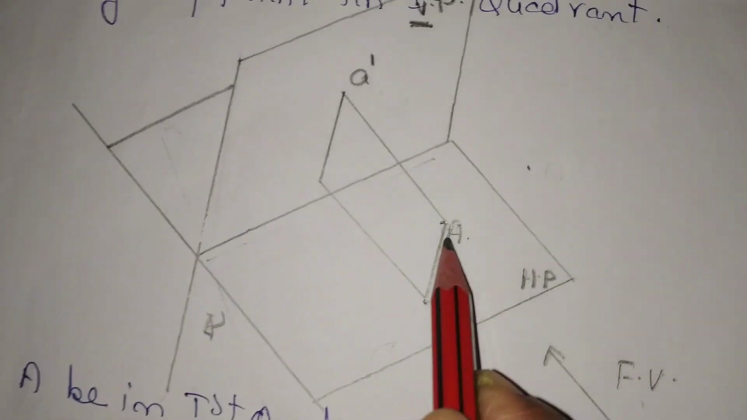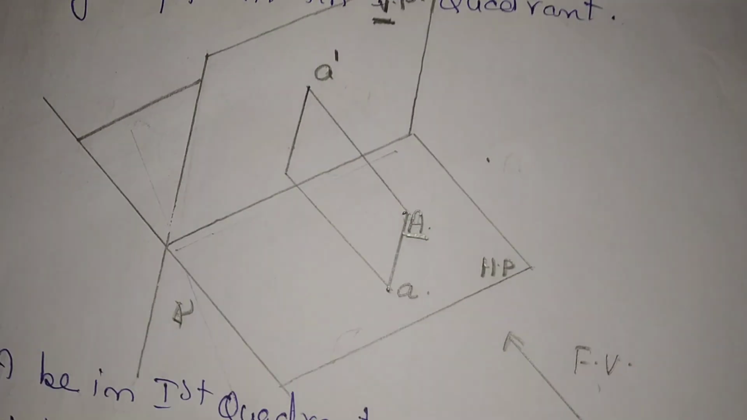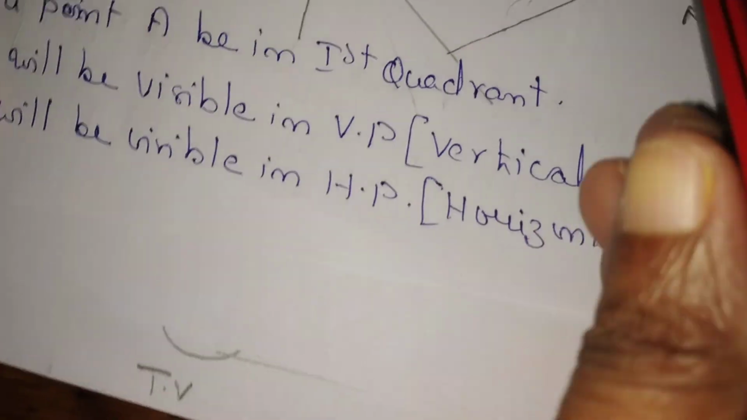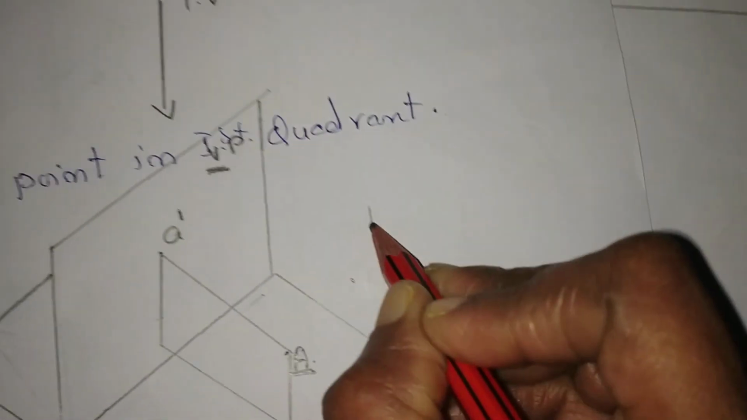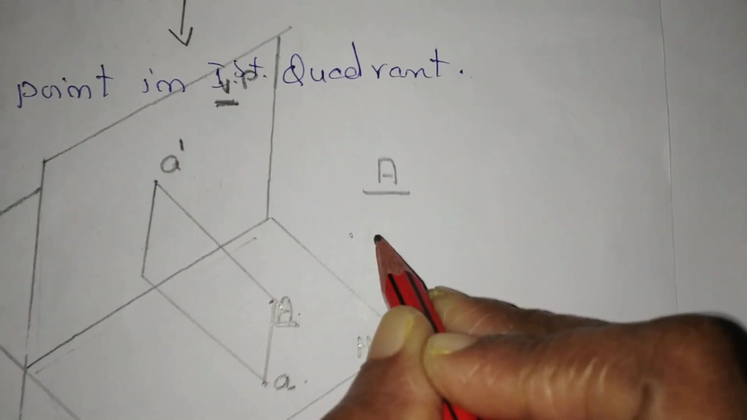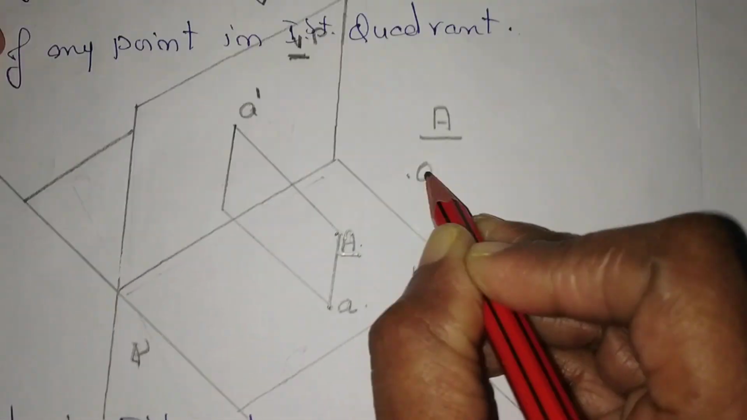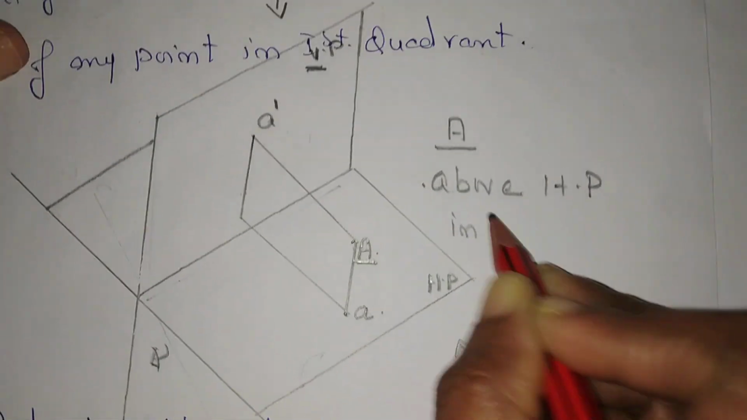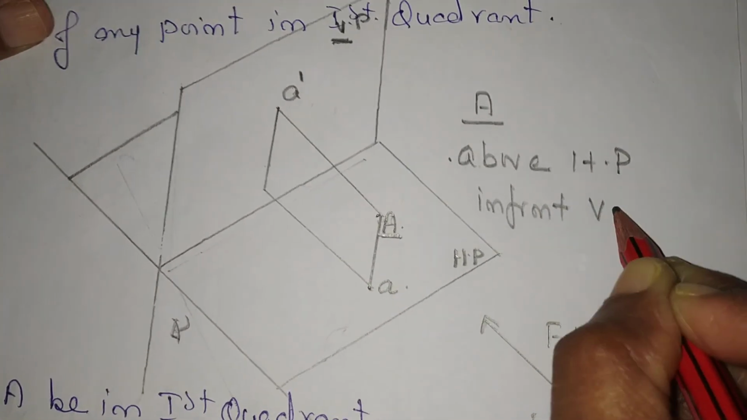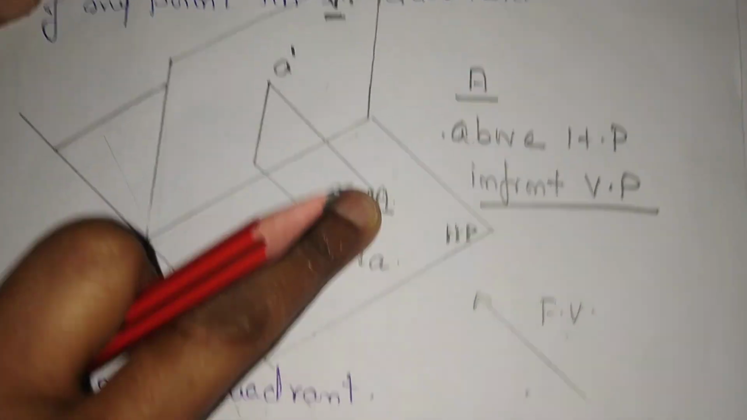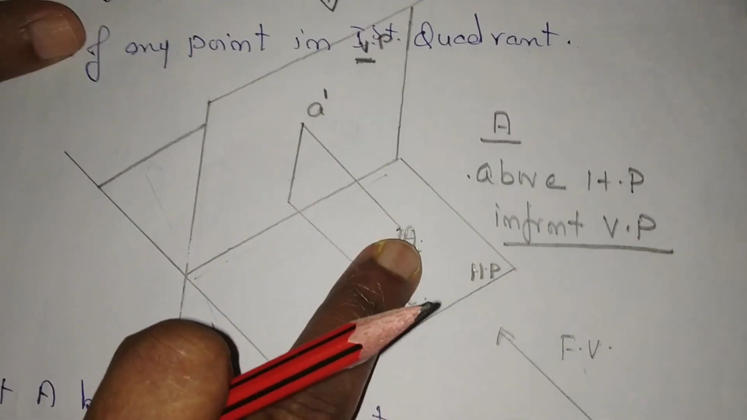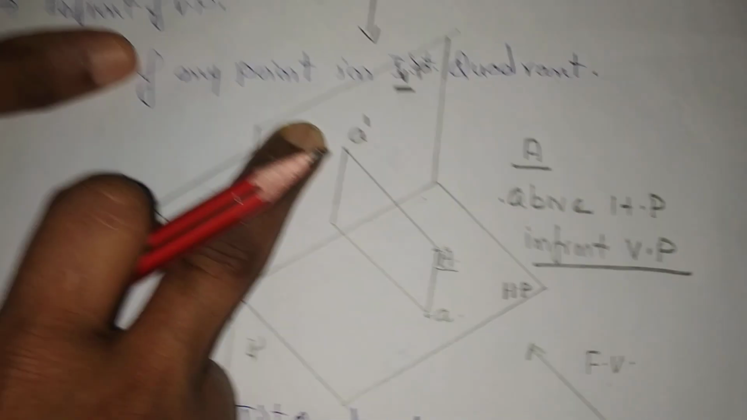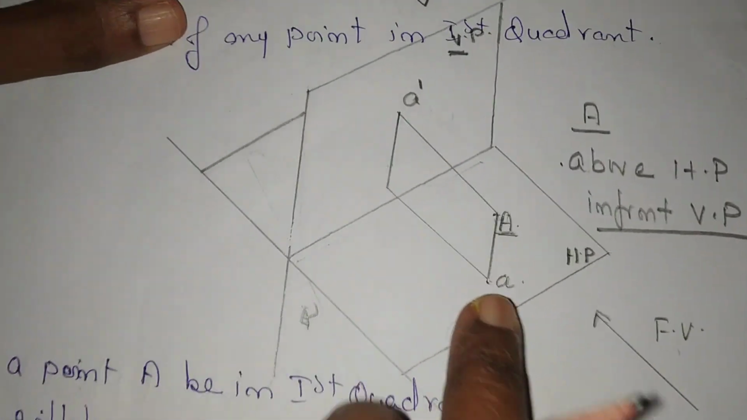Okay, so once again, when I place an object or a point, I have taken a point A placed in the first quadrant. First quadrant means when a point A is in the first quadrant, it is above HP and in front of VP. So this is a point A, above HP, in front of VP. The front view will be seen in the VP plane and the top view will be seen in the HP plane.